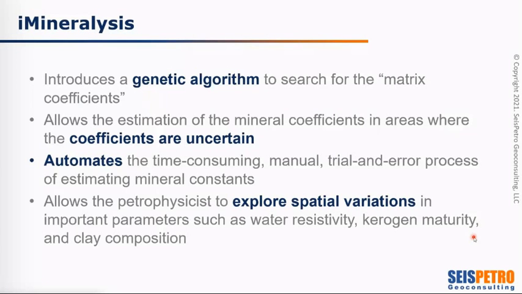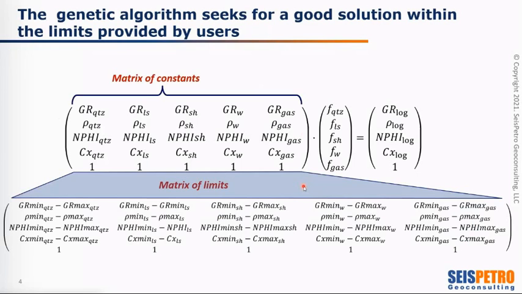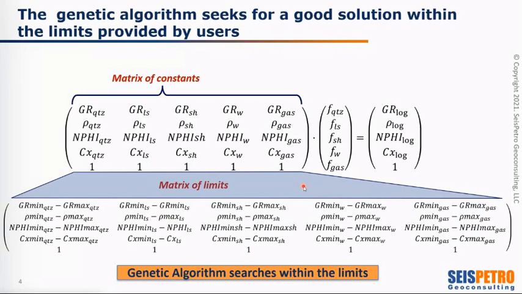Because of all that, it allows petrophysicists to explore spatial variations in important parameters such as water resistivity, kerogen maturity, and clay composition. We can summarize this in an image. In the multimineral analysis problem, we have a table of constants with the properties of the minerals and fluids. Instead of using one value, which we then have to change with trial and error, iMineralysis uses a matrix of limits. We use a range of values for each of the properties, and a genetic algorithm searches within those limits for the best solution for our problem.